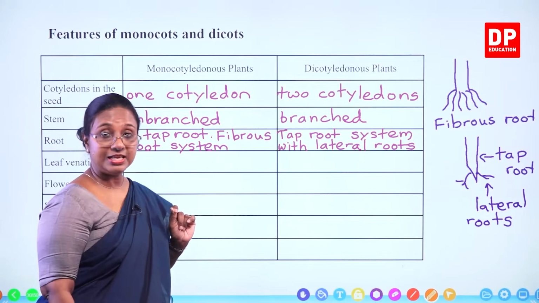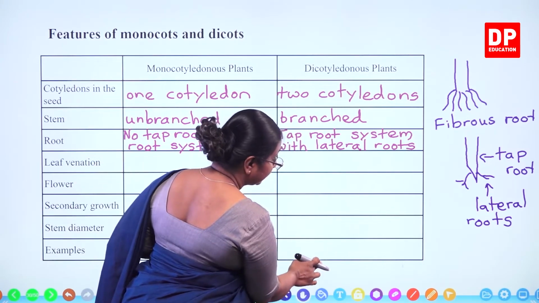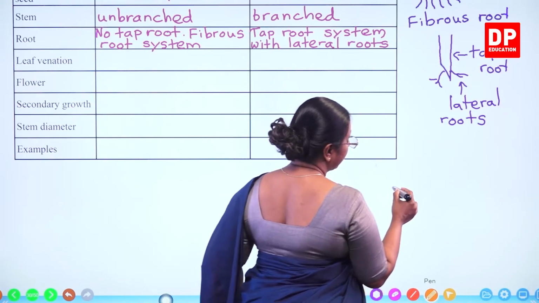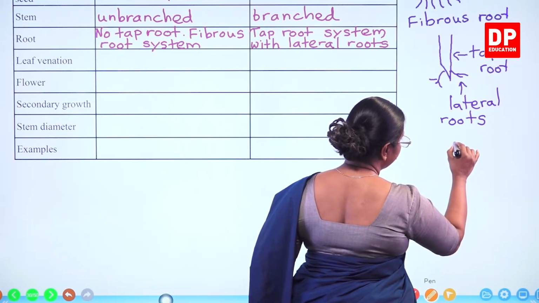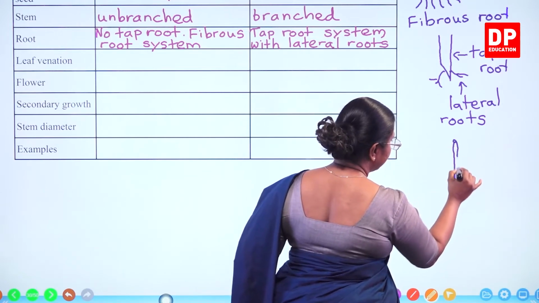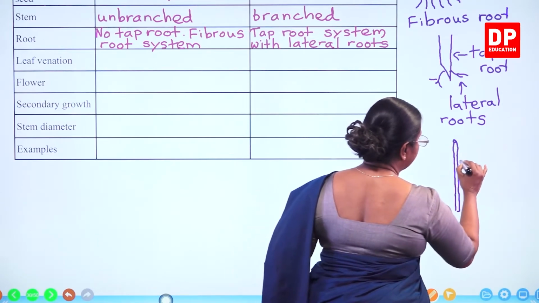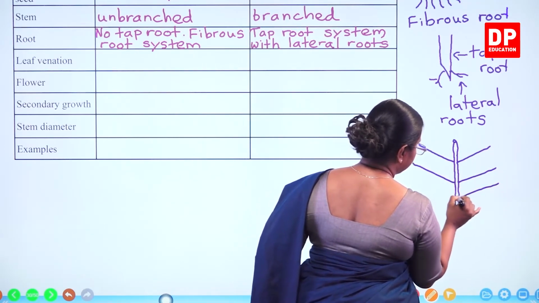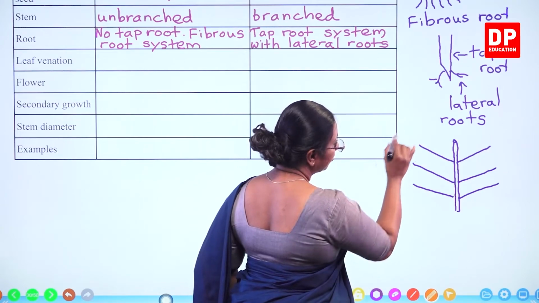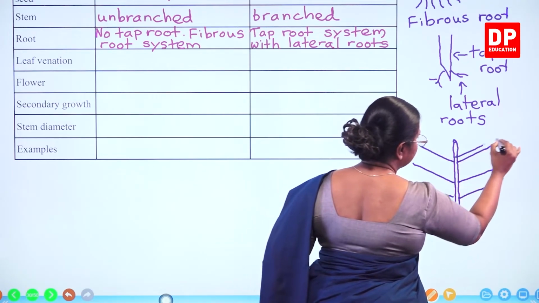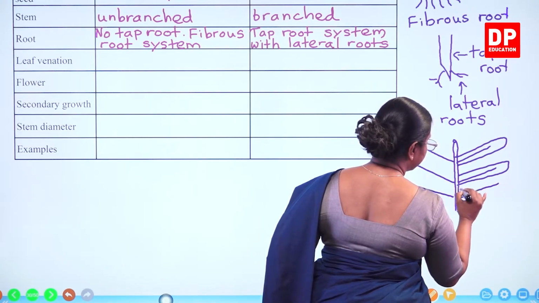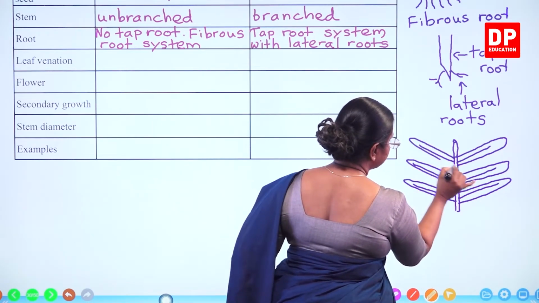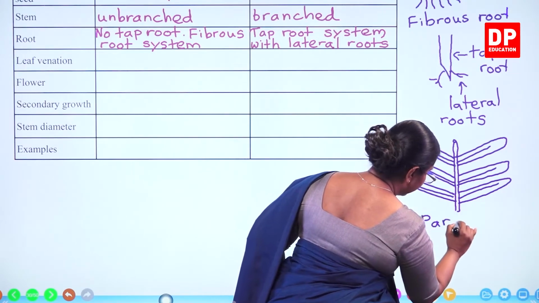Then the next one is leaf venation. So before I write that, I will explain the venation also. I'm sure you're very familiar with leaf venation. Now if you take the monocot leaves, we have the midrib like that, and then the veins are parallel like this with the leaves. Now if you take the coconut leaf, you get the midrib and the leaves are like that. So there we have the parallel venation.